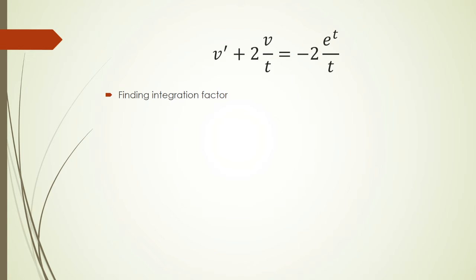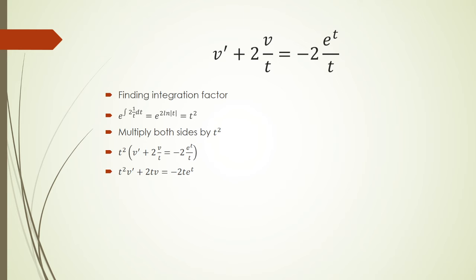At this step, I want to find the integrating factor. And for that, we're going to take e raised to the integral of 2 over t dt, and integrating it, we end up getting t squared. So we're going to take t squared and multiply both sides with it. So we end up having t squared times v prime plus 2t times v on the left, which, if you make the connection, the derivative of t squared is 2t, the derivative of v is v prime. So this is really the product rule of t squared times v.